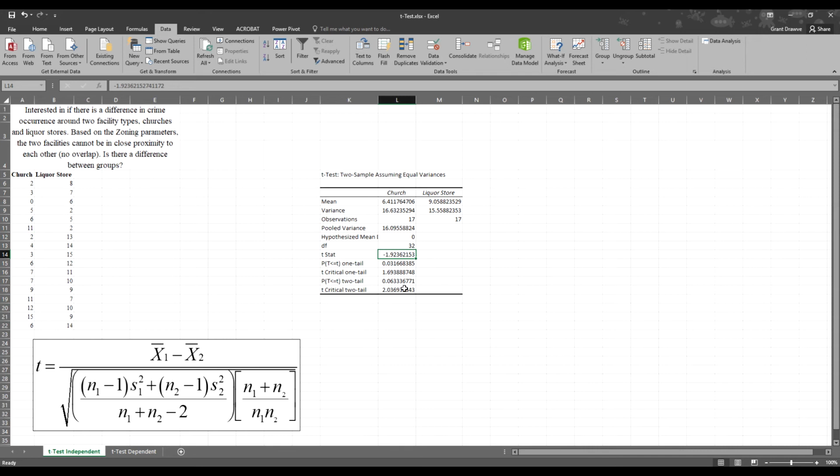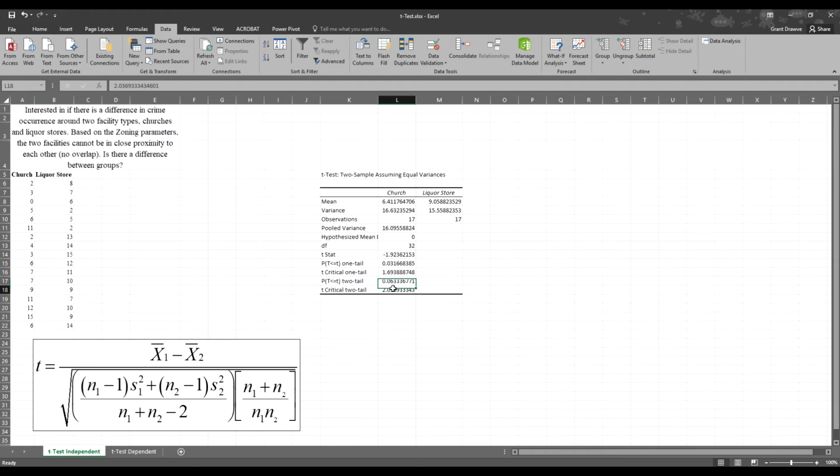If we did go with a one-tailed directional hypothesis, and it could easily make the case of liquor stores would have more crime than churches. We did not do that because I wanted to show an example of a two-tailed distribution and why it's important to understand directionality for that.